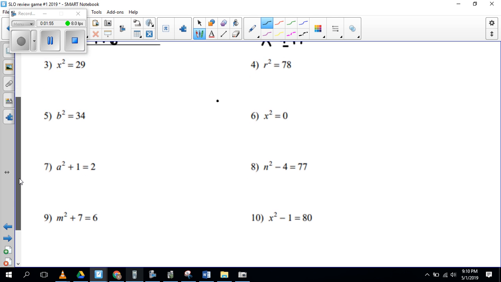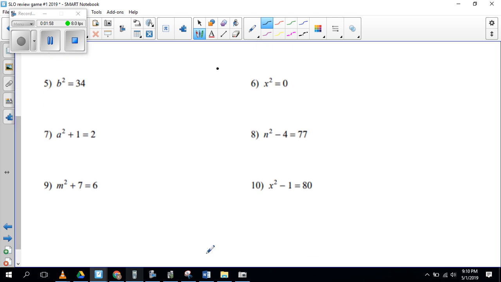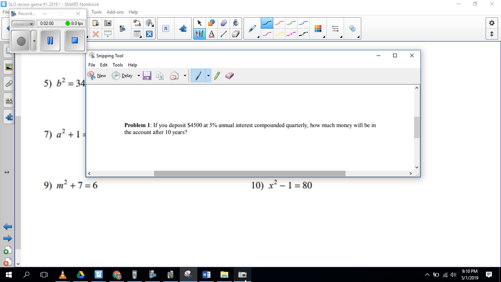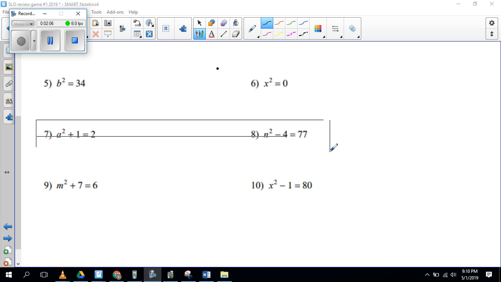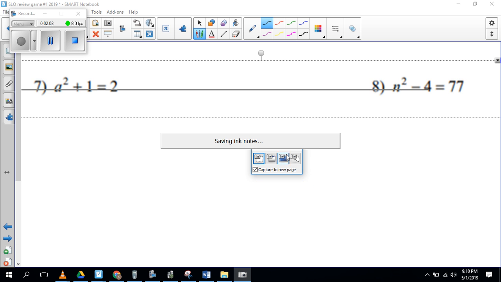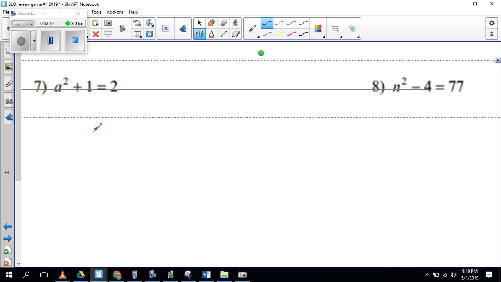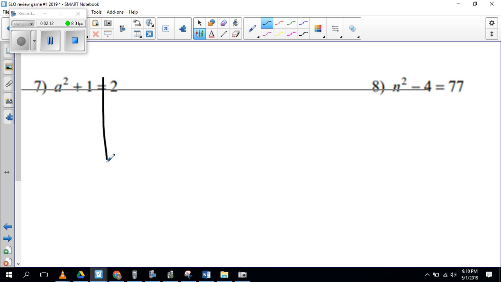So I'm going to do 7 and 8. Sorry, so the lines are there. So we've got a squared plus 1 equals 2. I drew my line in the middle of the equals to separate my two sides.